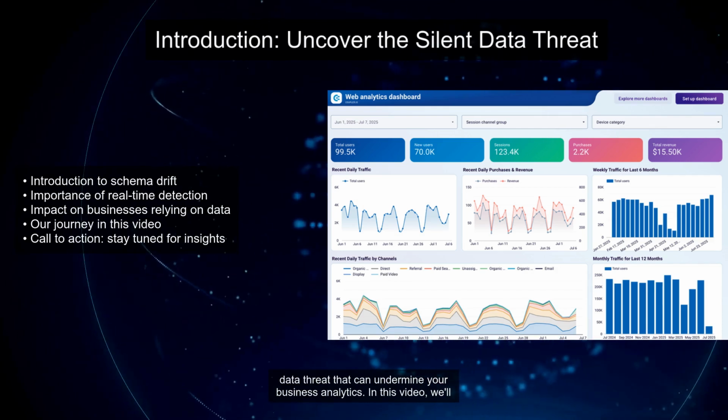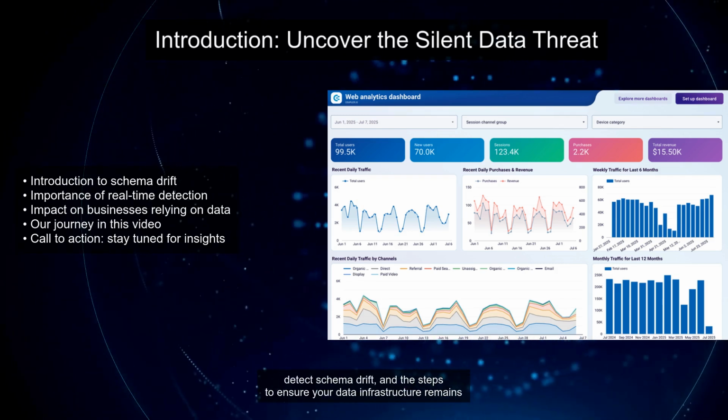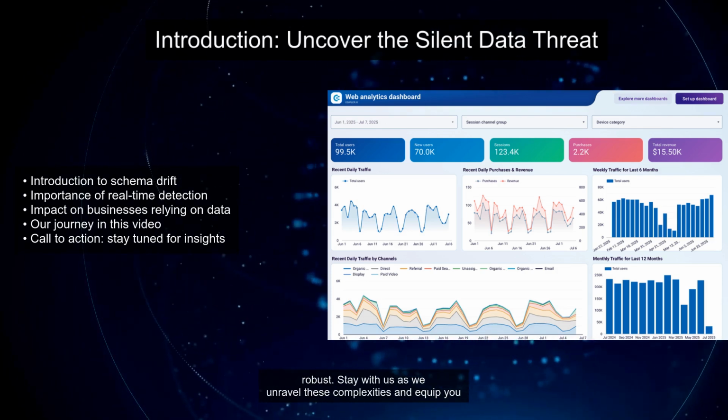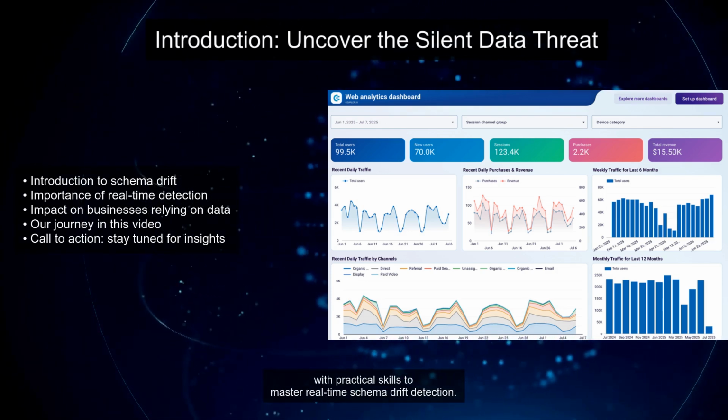In this video, we'll explore the complexities of real-time data streams, the tools and techniques to detect schema drift, and the steps to ensure your data infrastructure remains robust. Stay with us as we unravel these complexities and equip you with practical skills to master real-time schema drift detection.